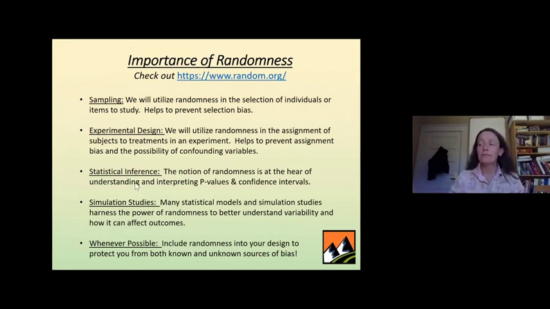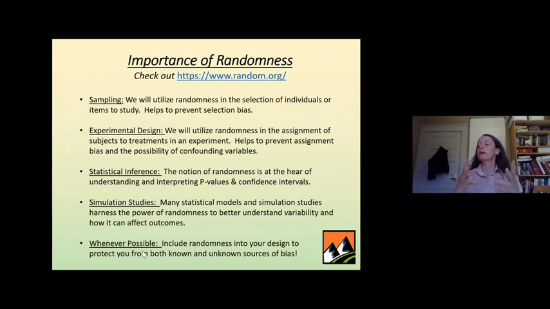In statistical inference, we use randomness to better understand this notion of statistical significance. And we use it a lot to help us better understand p-values. It's at the heart of what a sampling distribution actually represents, even though it's a theoretical distribution. We use it for simulation studies.